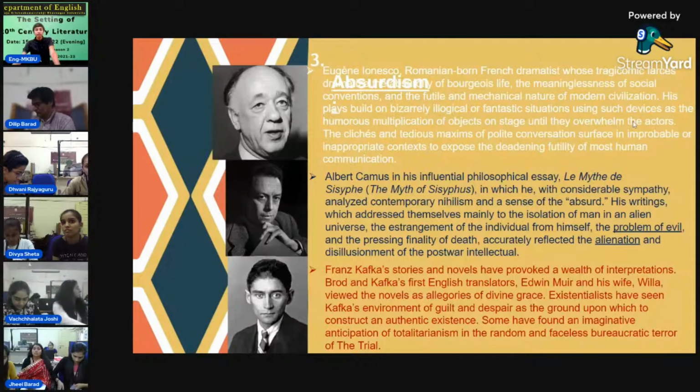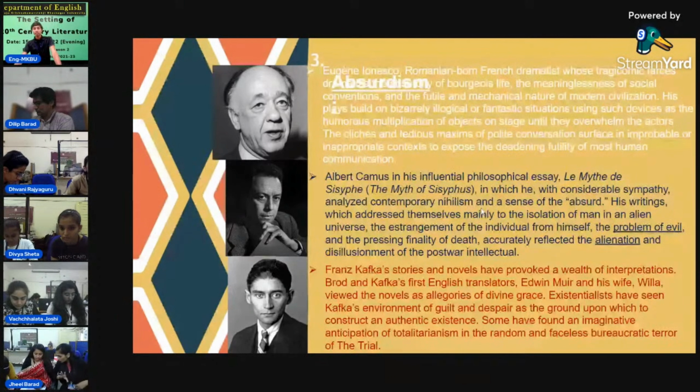And the second one is the very famous one, considered the father of absurdism, Albert Camus, in his influential philosophical essay Le Mythe de Sisyphe, or in English the Myth of Sisyphus, in which he, with considerable sympathy, analyzed contemporary nihilism and a sense of the absurd. So how he considered nihilism, and everything he described in his essay, his writings, addressed themselves mainly to the isolation of a man in an alien universe.